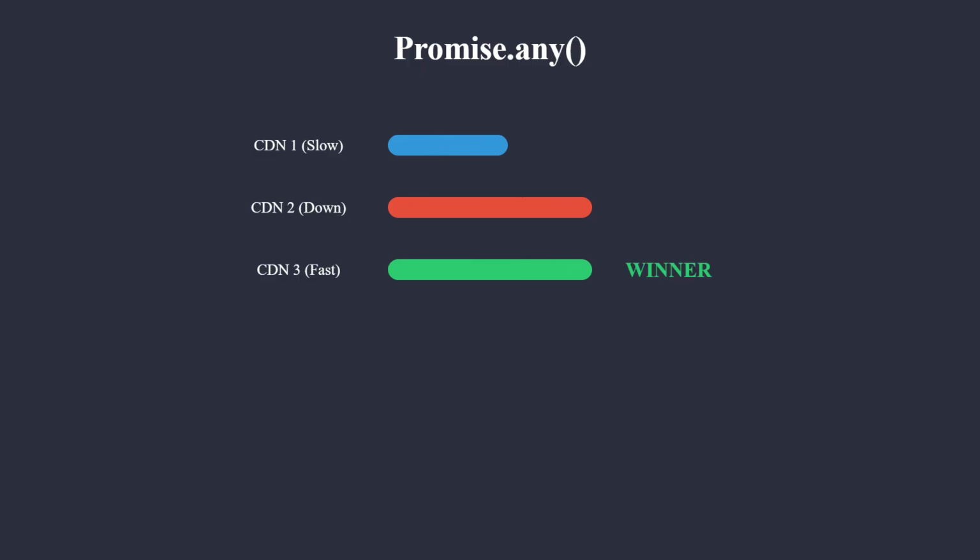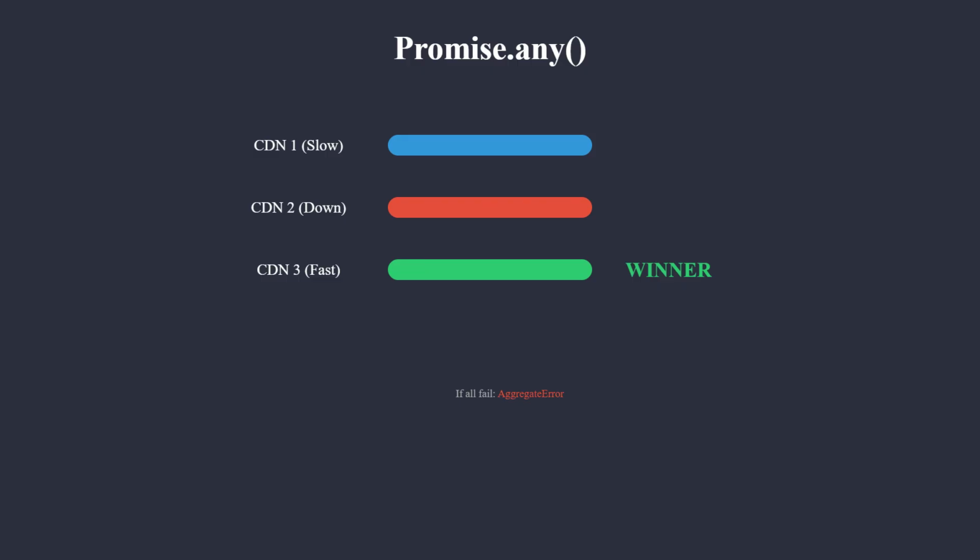Promise.any resolves with the value of the first promise in the iterable that fulfills. This method is designed specifically for implementing redundancy in web applications. Use it to fetch the same resource from multiple mirrored endpoints or CDNs. If one endpoint is fast, its result is returned immediately.